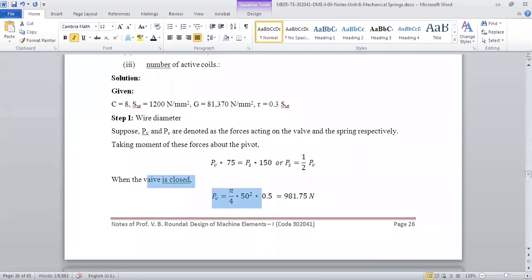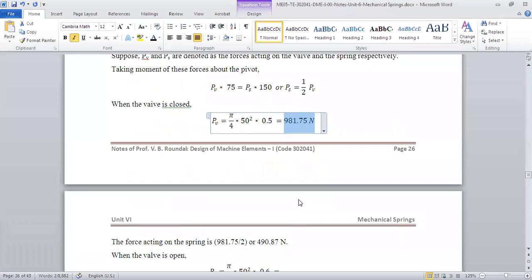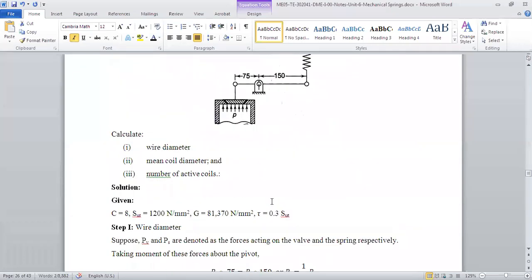Now, how do we find the loads? PV, the load in the valve when the valve is closed, is pi by 4 d square into 0.5. This is the pressure. Pressure into area: pressure is Newton per mm square, area is mm square, so you will get Newton as the output, which is the force. So pi by 4 d square into pressure is the load in the valve when it is closed. So when it is closed, the load in the valve is 981.75.